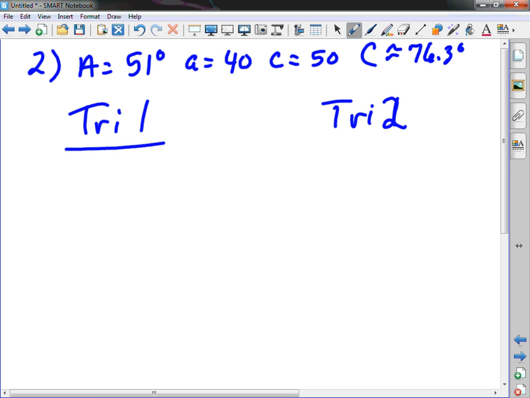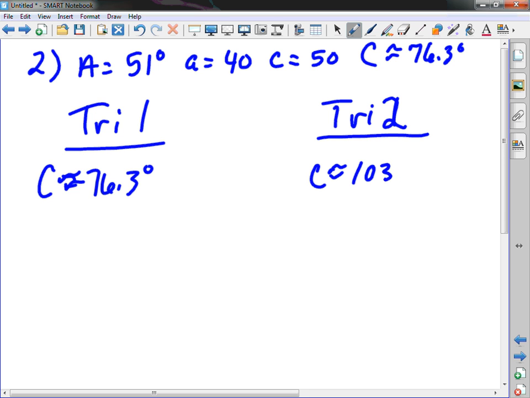That would be a 2. In the first case, C equals 76.3. In the second case, C is going to be approximately equal to 180 minus 76.3. So when we subtract, always take the difference from the angle and 180. That's going to give you 103.7. So those are the two angles that have the same terminal side, and we're going to use this to construct our two triangles.